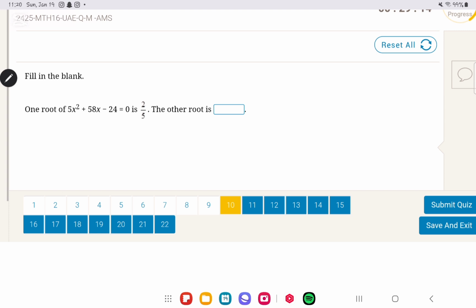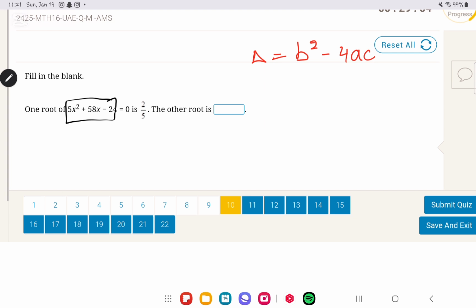They told us one of the roots of this is 2 over 5. The other root is, in my opinion, let us practice the discriminant rule. So very simply, discriminant is equal to what? Is equal to b squared minus 4ac. In my opinion, let us use the discriminant rule because it's for practice, even though this is a hard number. But it's all for the sake of practicing.